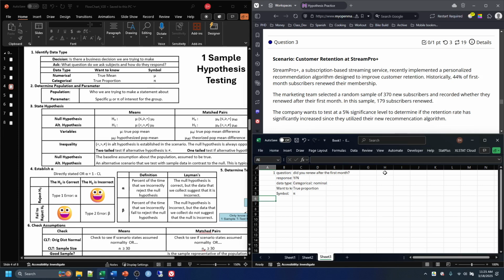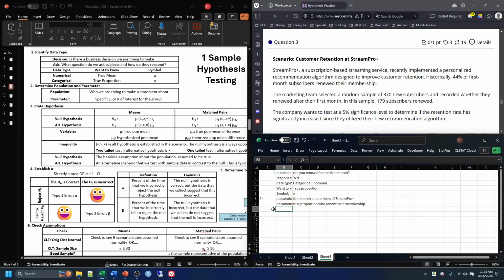All right, step two is to determine our population. So our population is equal to first-month subscribers of StreamPro Plus, and the parameter is going to be the true proportion to renew their membership.